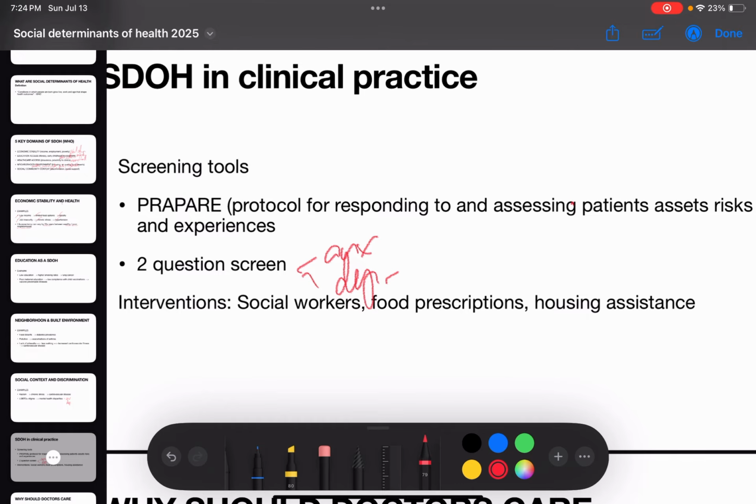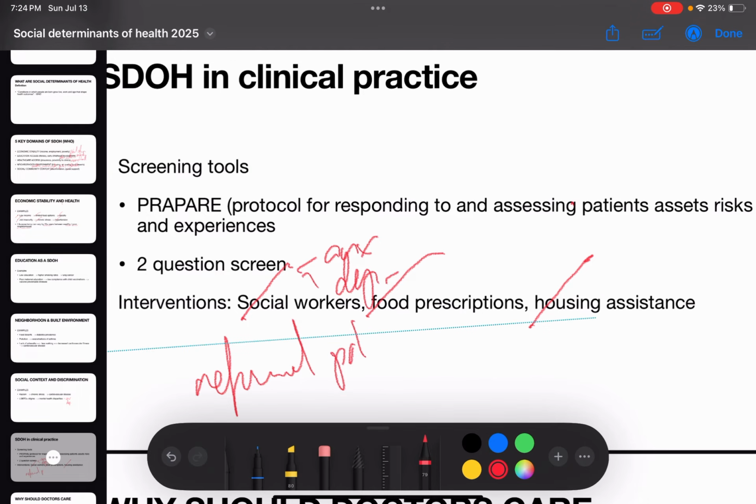Interventions that can be done for social determinants of health could include referring to social workers, food prescriptions, housing assistance, referral to agencies that can offer social support, like politicians, for example, Office of Politicians, religious groups, and of course your NGOs.